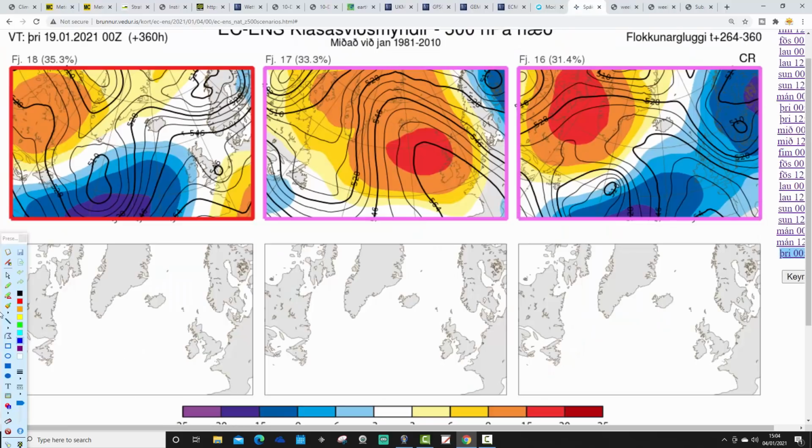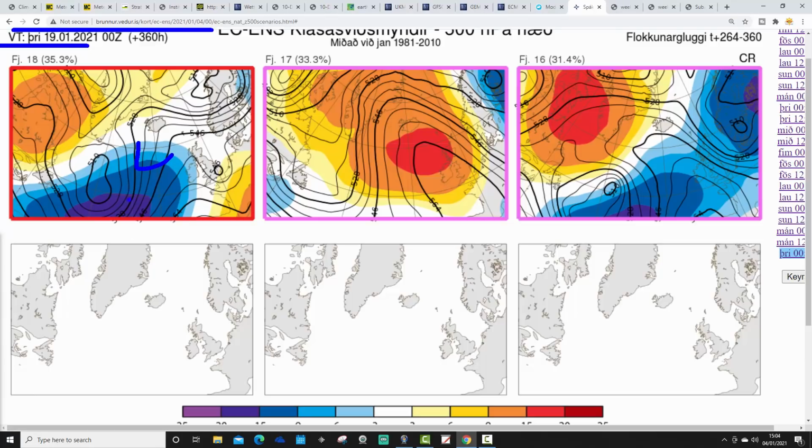In 2 weeks' time, these are the options that we've got. This one will get us to the 19th of January. We have 18 members of the ECM ensembles looking milder. Low pressure out to the west and bringing in more of a westerly wind. 17, with high pressure just to our north. Winds are coming around that high pressure from the east.